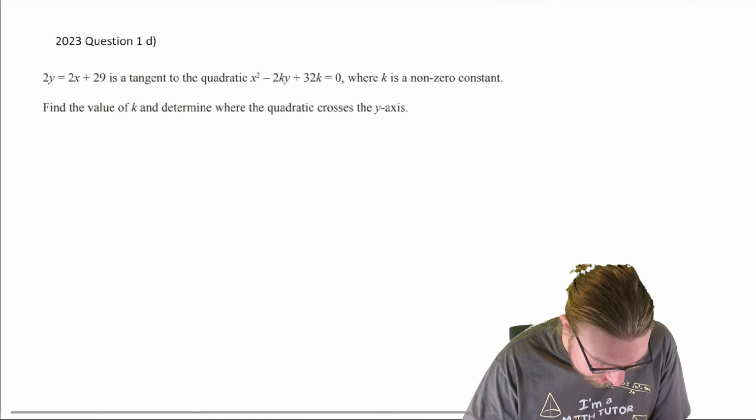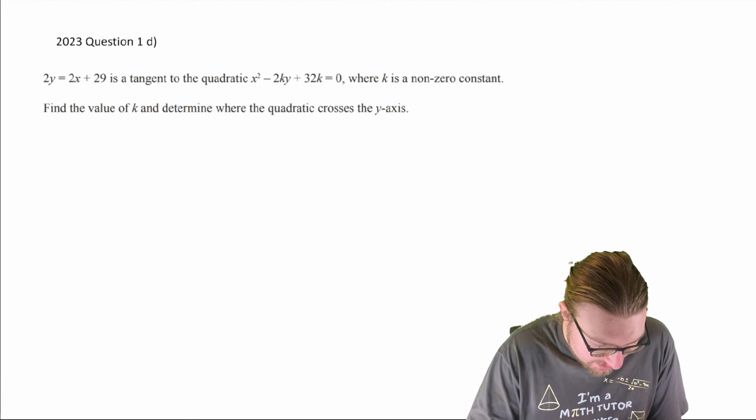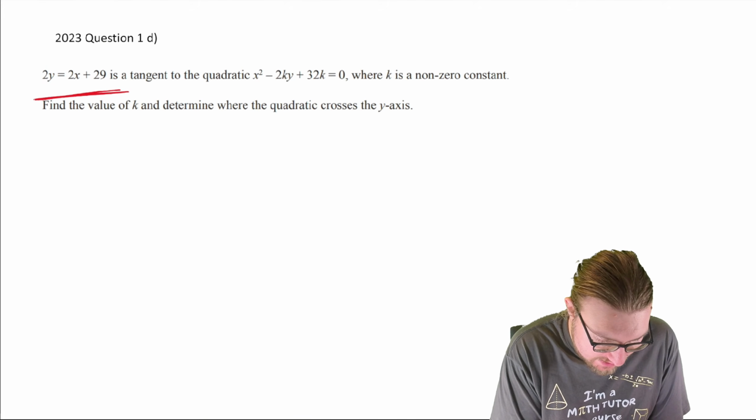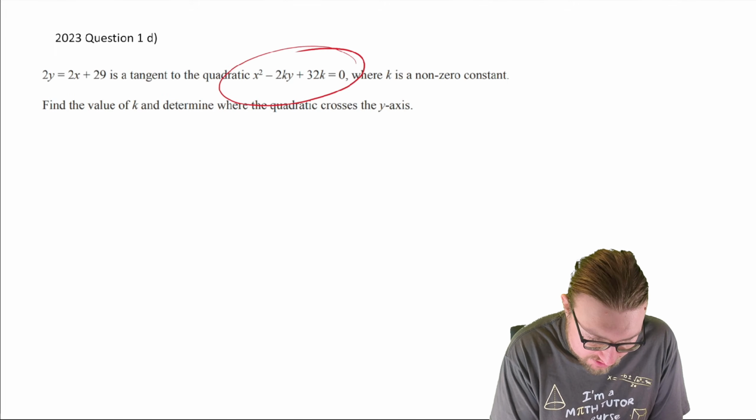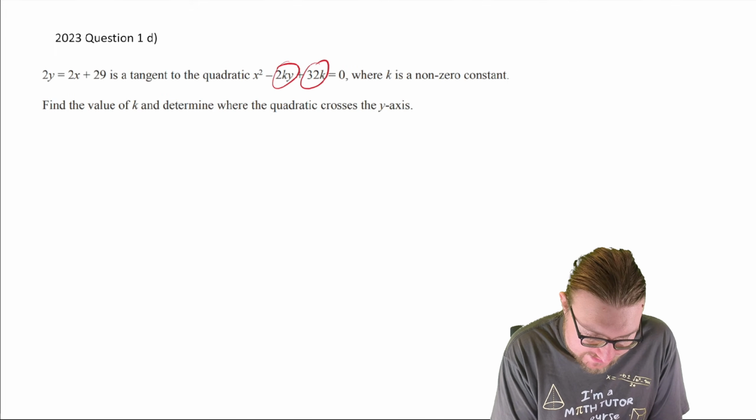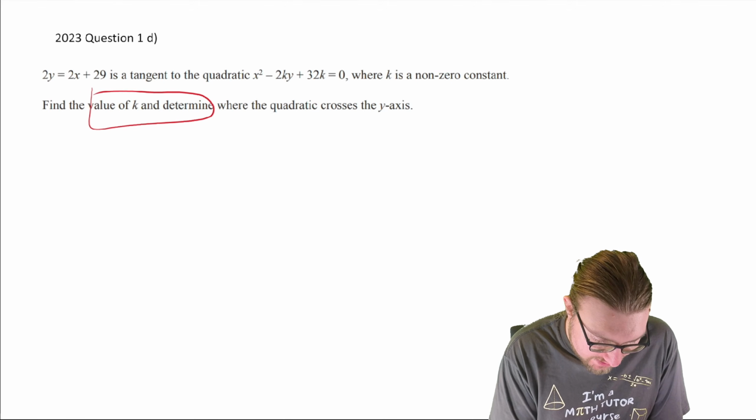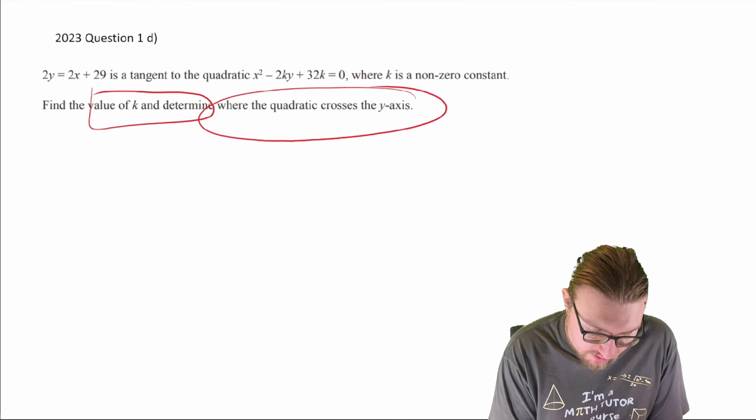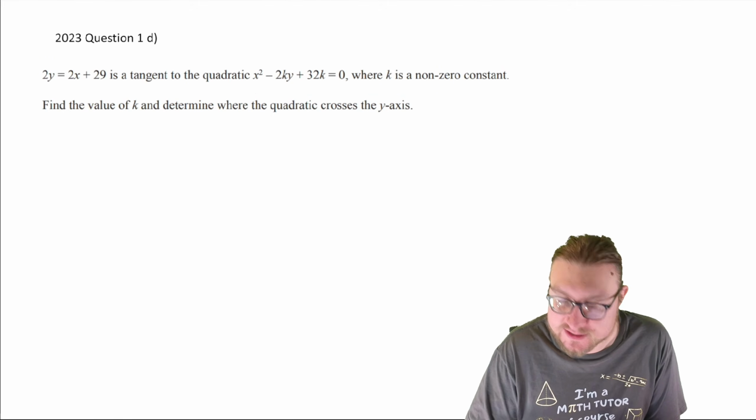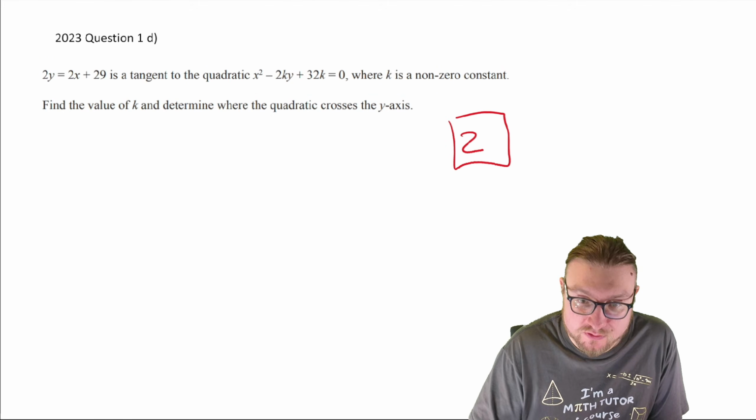The second option is this question here, where we have been given a straight line that is a tangent to this quadratic, with, of course, y's and k's in there. It's asking to find the value of k and where the quadratic crosses the y-axis. So this is number 2.